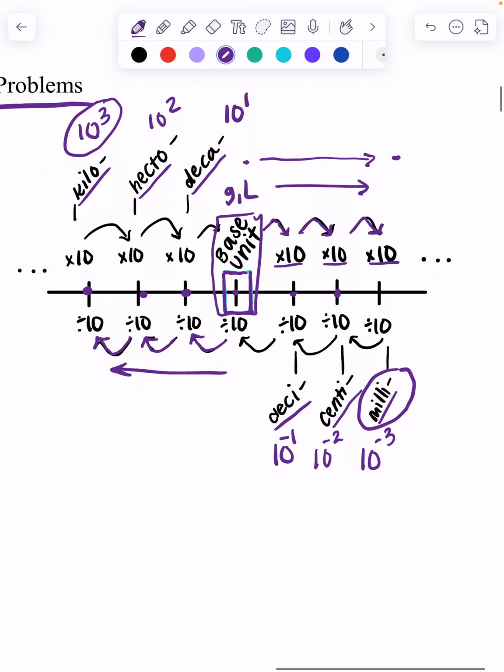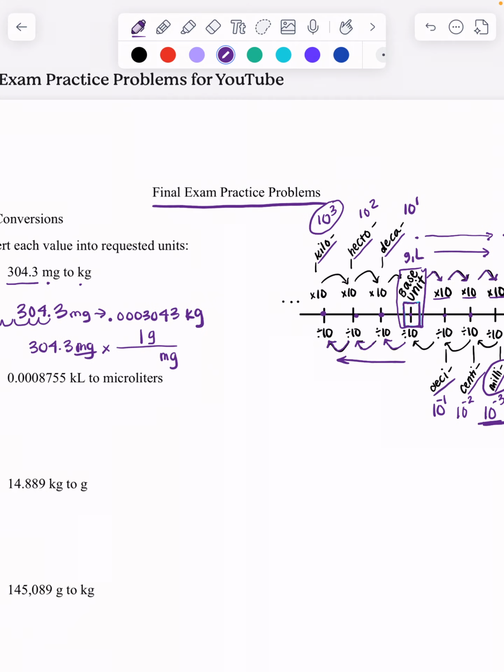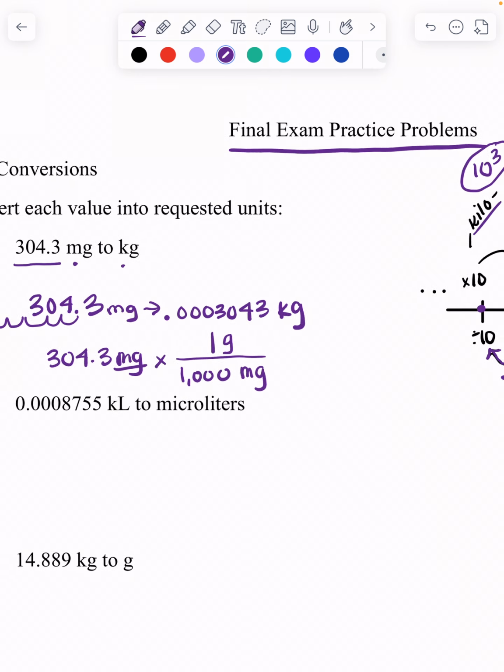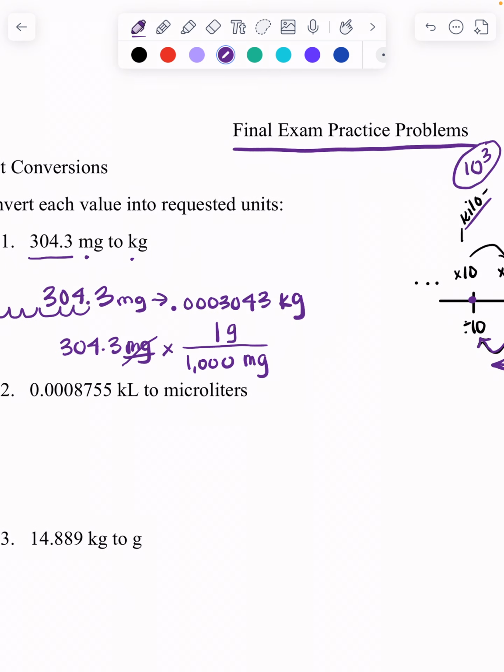If we come back over to our timeline and I see that milli is 10 to the negative 3, I think about that and I'm saying, oh, okay, so there are 1,000 milligrams per 1 gram. So on the bottom here, I'm going to put 1,000, right? Cool. So at this point, our milligrams will cancel out and I'm left with grams, which is our base unit.